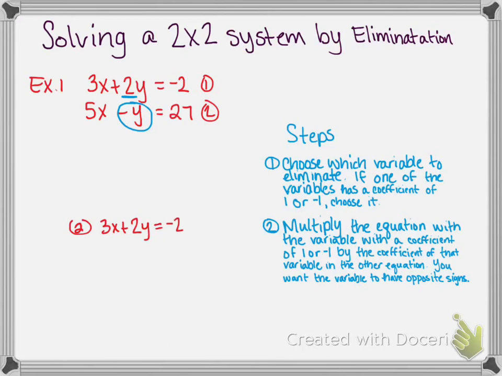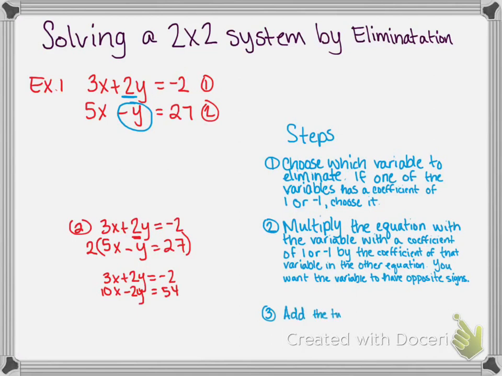So our first equation stays the same, 3x plus 2y equals negative 2. And we're going to multiply this second equation by the 2. And so I end up with 3x plus 2y equals negative 2. Again, the first equation stays the same. Second equation becomes 10x minus 2y equals 54. I just multiplied everything by 2.